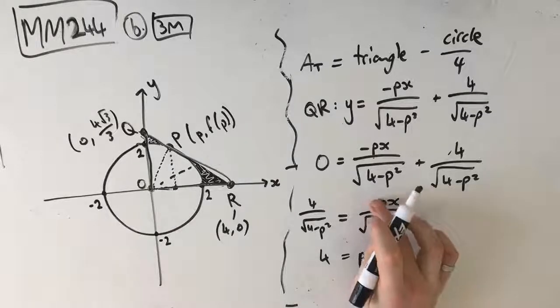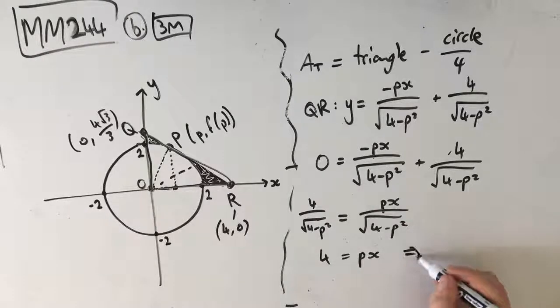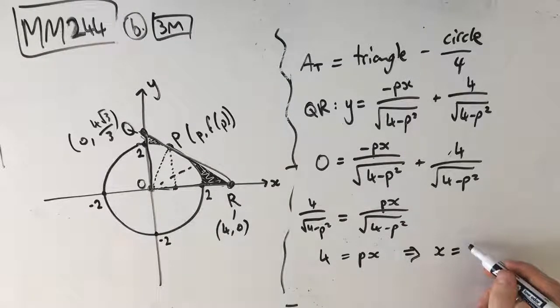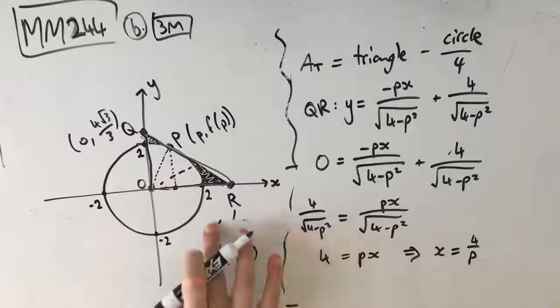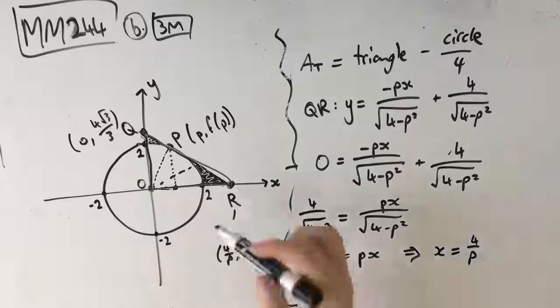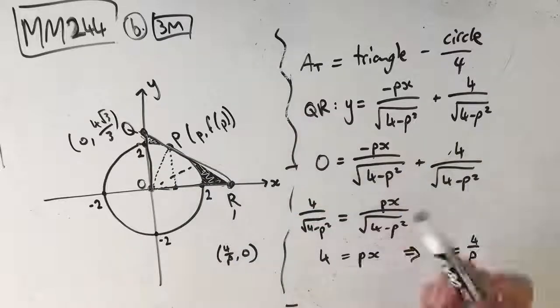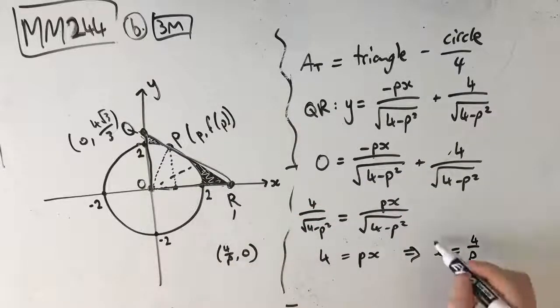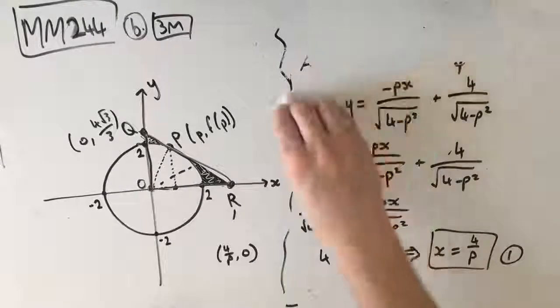Sorry, that wasn't a negative, that was a positive. 4 equals px, and therefore x is equal to 4 over p. So in this case, our x-intercept is (4 over p, 0), so it's no longer (4, 0). In the other one, p was equal to 1, which meant that 4 over 1 was our intercept, which was 4. So that's all good. So x equals 4 over p, that's our first mark, finding that x-intercept there.